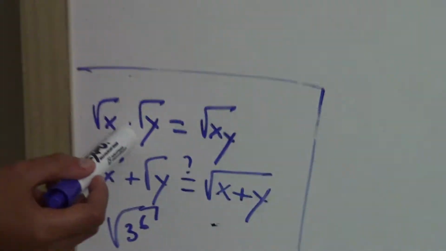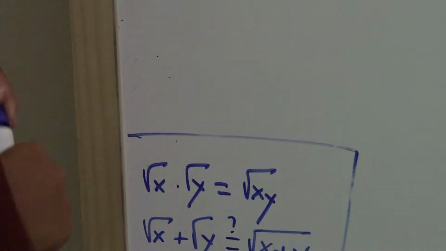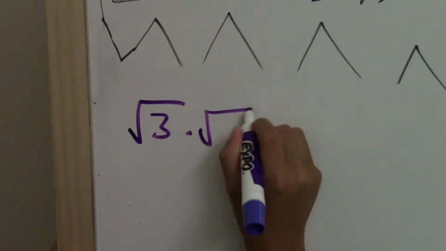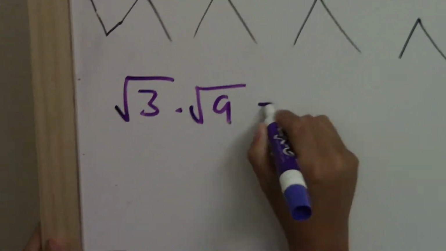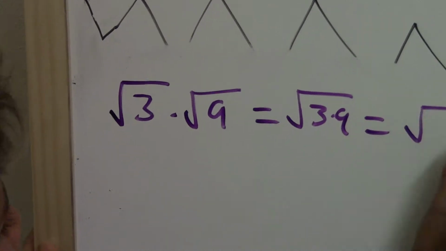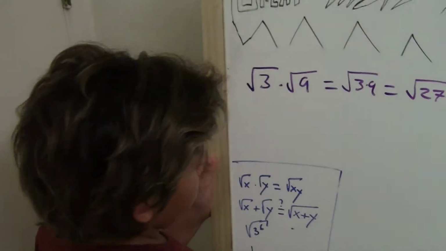Square root of x times the square root of y equals the square root of xy. Let's use an example. The square root of 3 times the square root of 9 equals the square root of 3 times 9, which equals the square root of 27. There we go. Understand it.